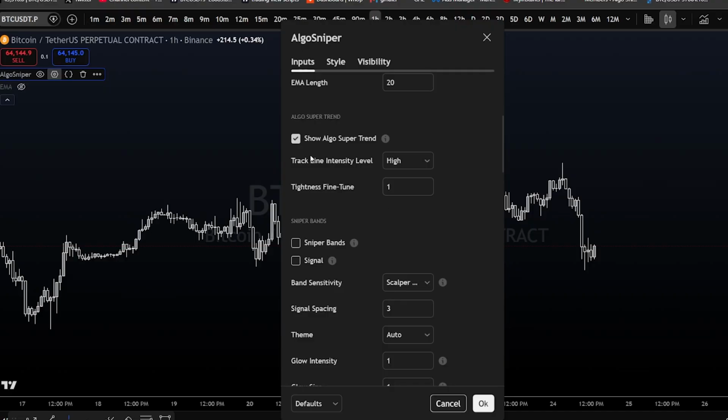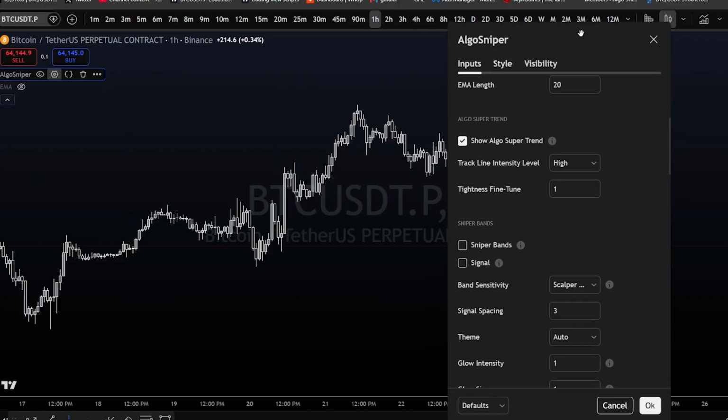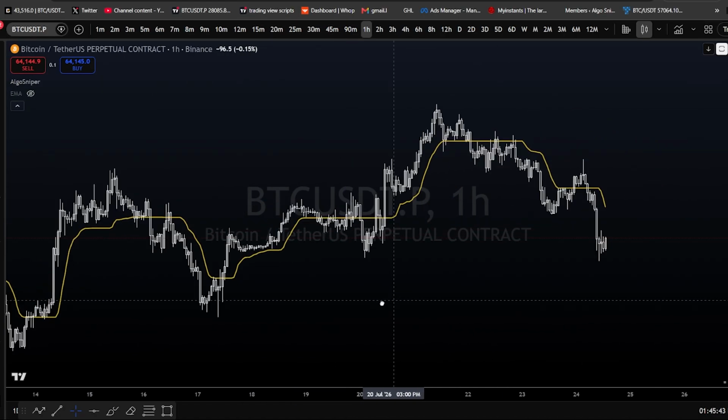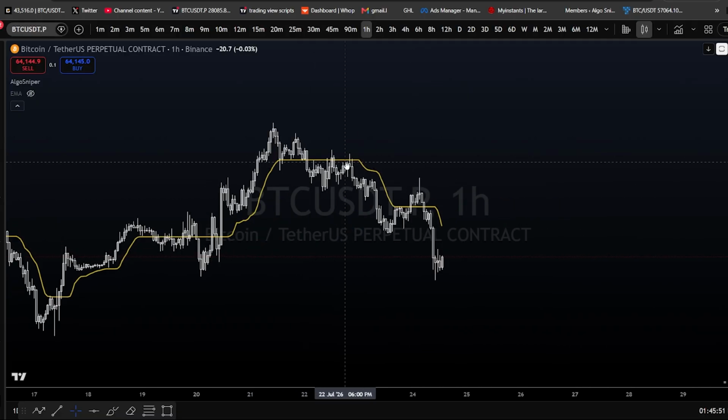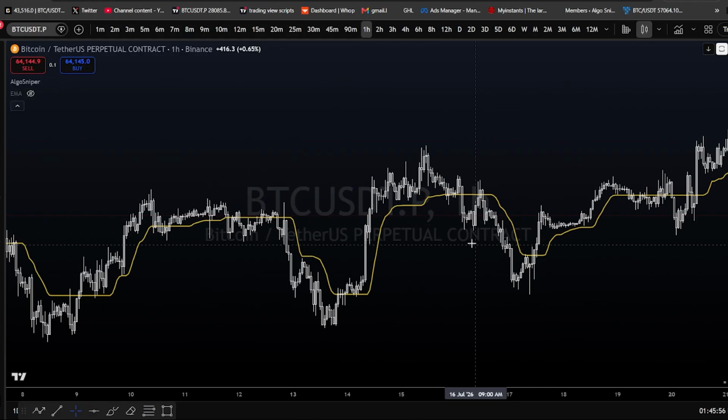Now here is another one. This is called Algo Super Trend. I have the main setting on high sensitivity, and this kind of explains it to you. But you can see as long as the price is above this yellow line, it will act as support and the price will go up. But once it starts to break under and reject it, these are obviously short entries. You want to be shorting. You want to be looking for downside.